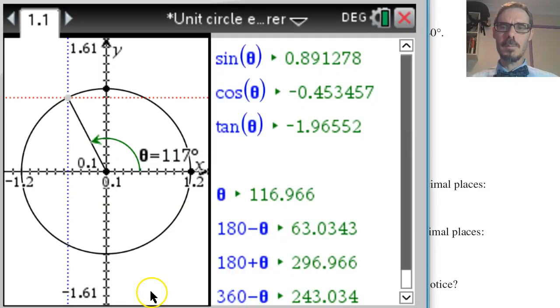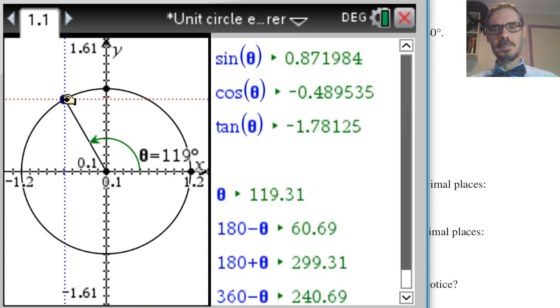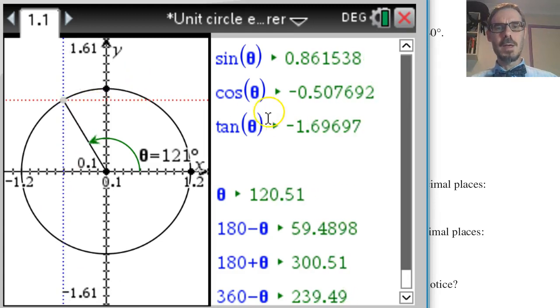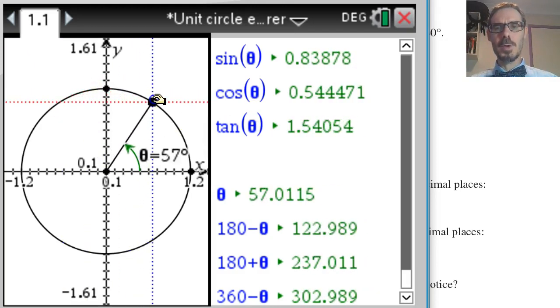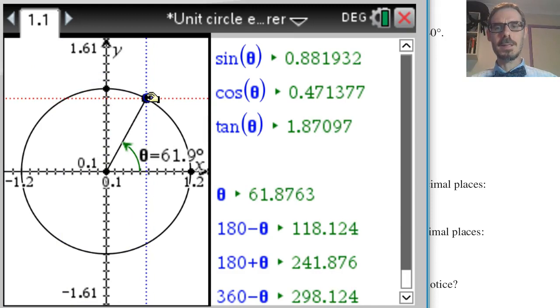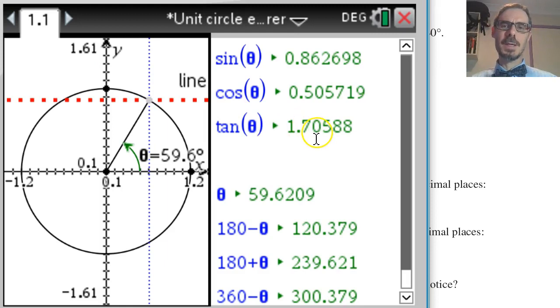Shall we go back and look? So tan of 120, close enough, is minus 1.7, and tan of 60 should be 1.7. Can't get close enough with my funny touchpad. And it's 1.7. Okay? So that's the second thing to notice.